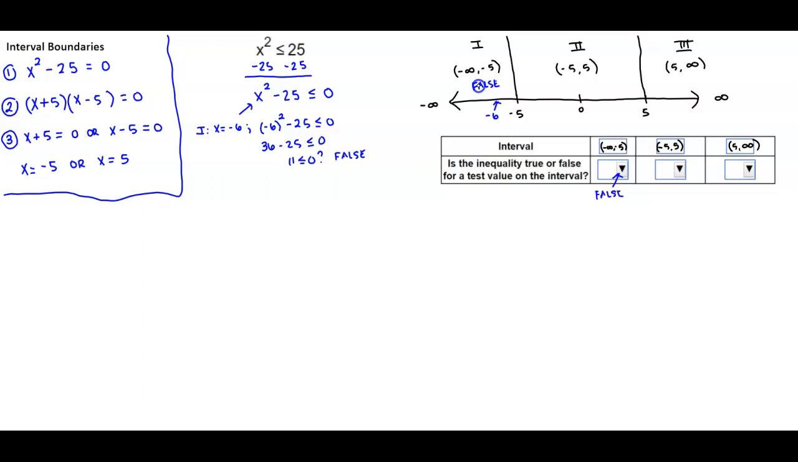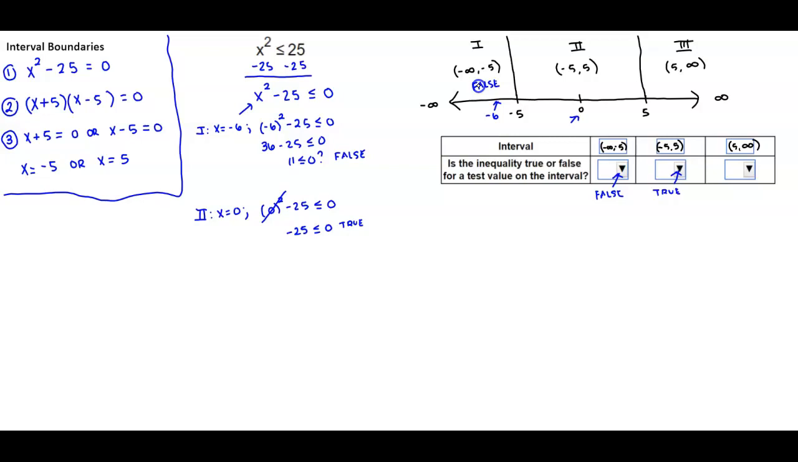For interval number 2, we can pick 0. So x equals 0. We have 0 squared minus 25, and we want to see if that's less than or equal to 0. That becomes 0, and we end up with negative 25. Is negative 25 less than or equal to 0? The answer is true. So it's true for that one.